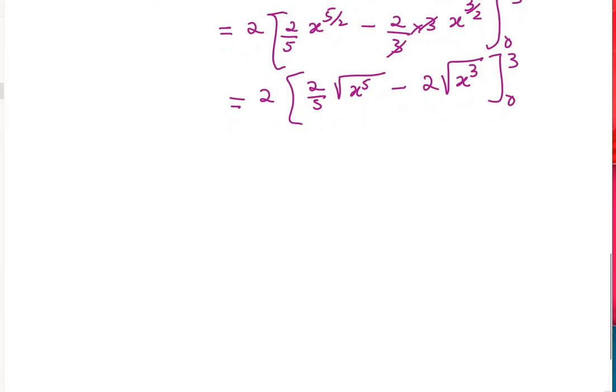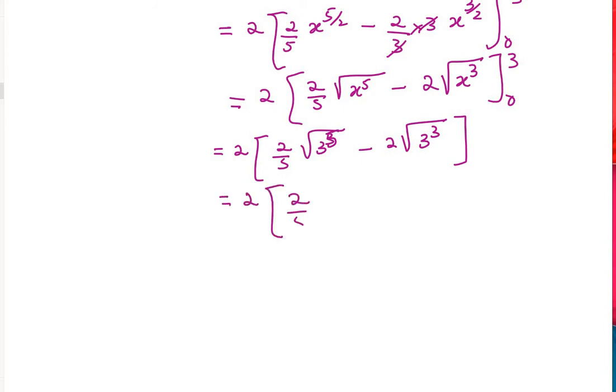So this is equal to 2 into, now 2/5 into square root of 3 to the power 5, minus 2 into 3 to the power 3/2. Since the lower limit is 0, we need not calculate it because the value will be 0. So you'll have only this one. So it will be 2 into, now 2/5, now 3 square root of 3 to the power 5, so it will be 9 root 3 you get, minus, and it will be 2 into 3 root 3.